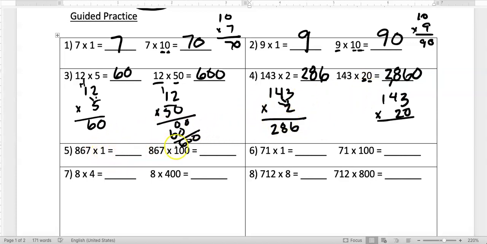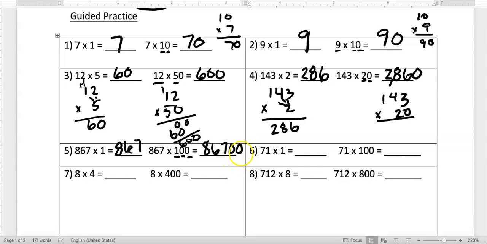Let's go ahead to number 5, and we're going to notice the same pattern as we look into multiples of 100. So we have 867 times 1. We know that to be 867. Any number times 1 is itself. I have 867 times 100. So I'm going to simply write the answer to 867 times 1, which we know is 867. And then I have 2 zeros this time. So I'm going to add those 2 zeros right there.